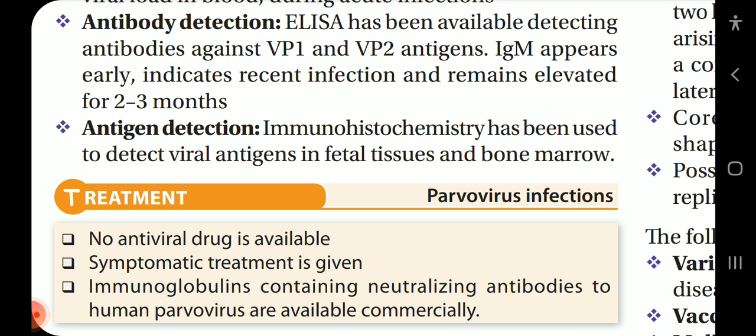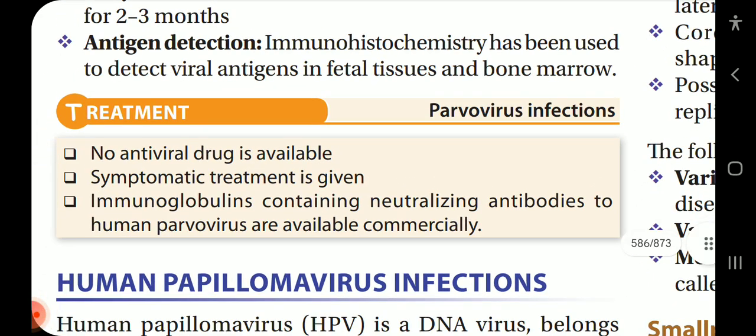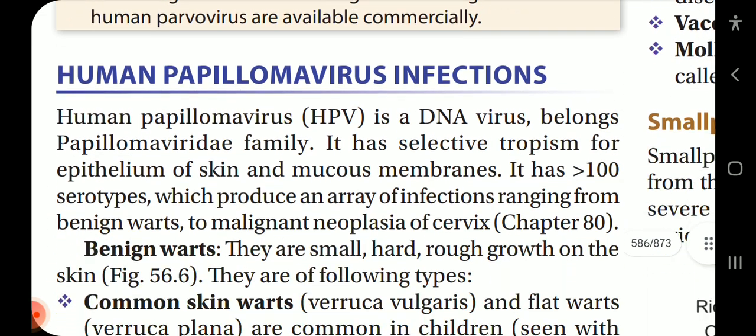IgM appears early, indicates recent infection, and remains elevated for 2 to 3 months. Antigen detection. Immunohistochemistry has been used to detect viral antigens in fetal tissues and bone marrow. Treatment for parvovirus infection. No antiviral drug is available. Symptomatic treatment is given. Immunoglobulins containing neutralizing antibodies to human parvovirus are available commercially.